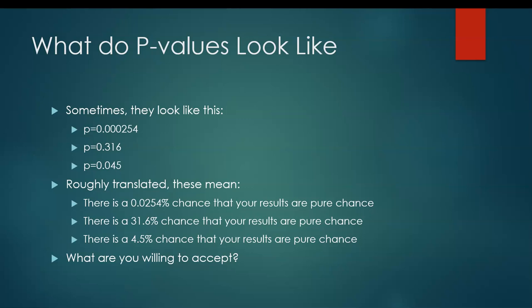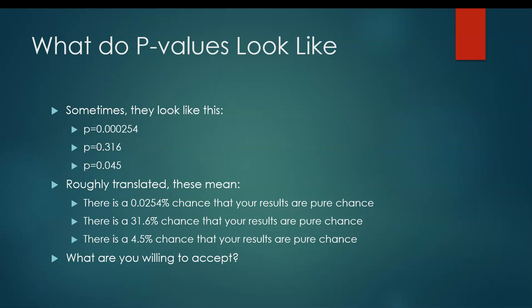Another p-value could be 0.316. That one's not such a good p-value, because if you turn that into a percentage, it's a 31.6% chance that your results are purely by chance and are not meaningful. So that's not good either. That's just not good. More often, we see a p-value that will look like this.